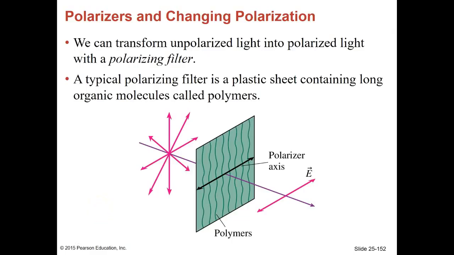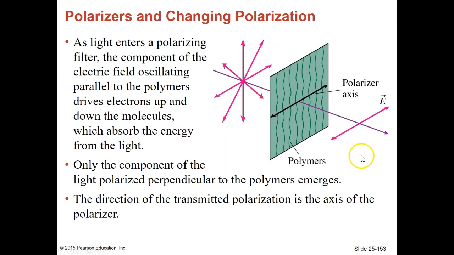Hey, this is Horner. We're going to look at polarizers and changing polarization. So just looking at how we can take unpolarized light and make it polarized by using something called a polarizing filter. Typically it's just a plastic sheet, but it does have long organic molecules called polymers in there. What that will do is allow only one type of light to come through, in one plane. We call that polarized light.